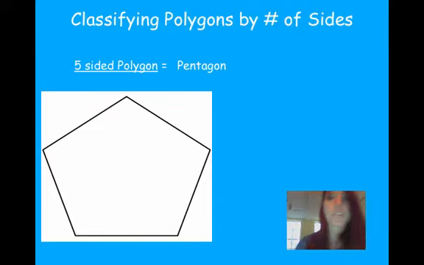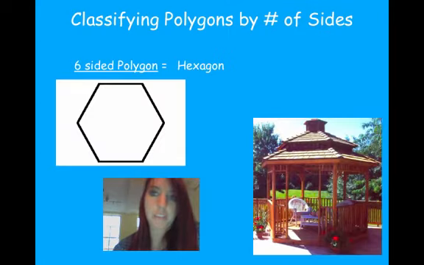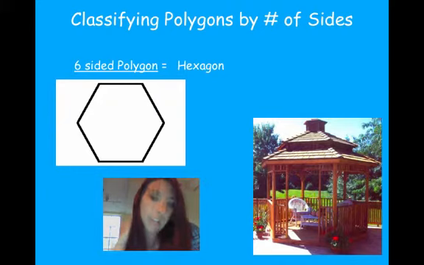So a 5-sided polygon is called a pentagon. Any 5-sided polygon is called a pentagon. And you can think of a pentathlon, which is a kind of race, or the government building where all of the United States security and military stuff takes place, which is called the Pentagon because it looks like a pentagon and it has 5 equal sides. All right, a six-sided polygon is called a hexagon. So this is where we start getting to things that are a little bit trickier.